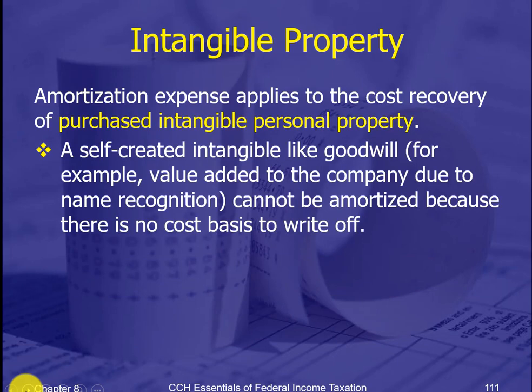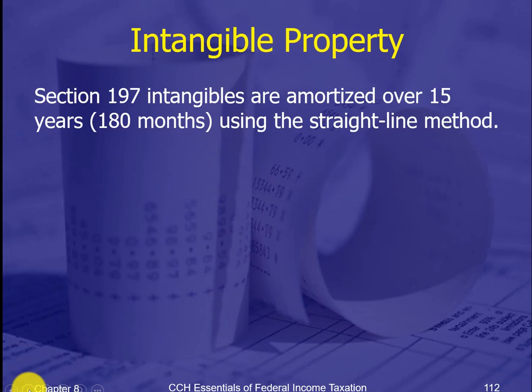Intangible property. Everything we've talked about so far has been tangible, meaning you can touch or feel it. First of all, it has to be purchased. You cannot create it. Self-created intangibles do not get deducted. Okay, so almost all intangibles that are purchased in the purchase of a business are amortized over 180 months or 15 years. Same, it's straight line method.